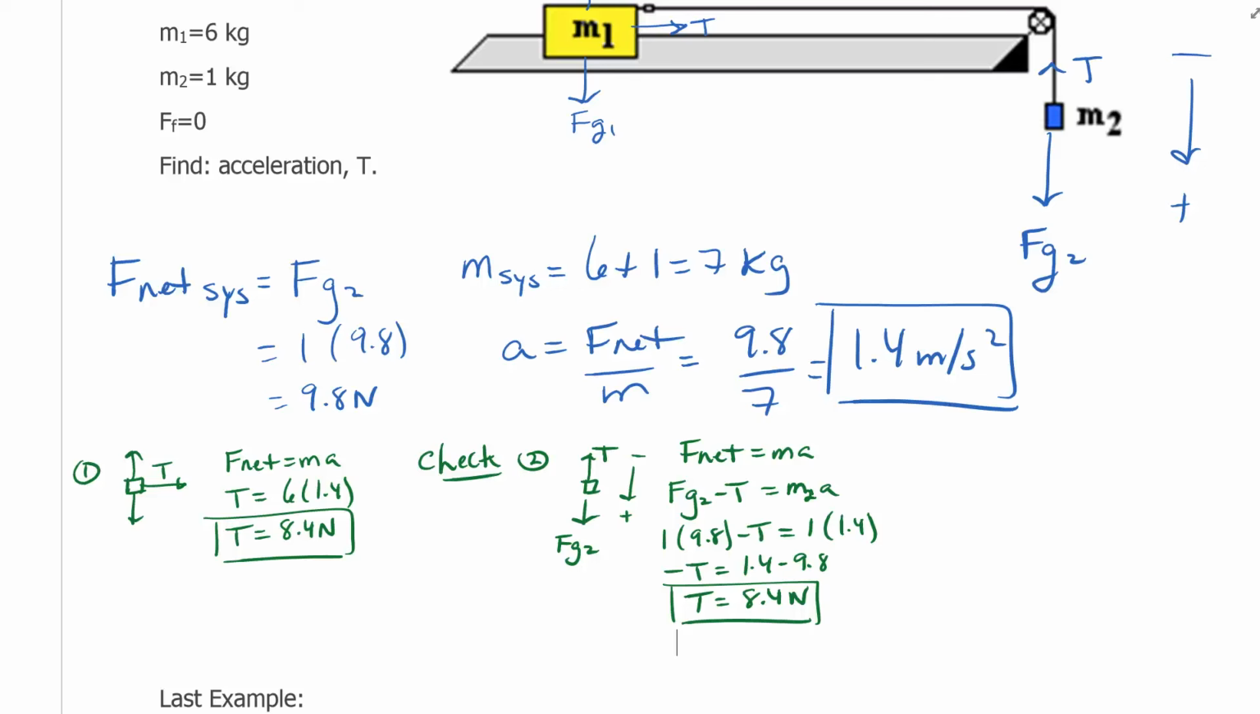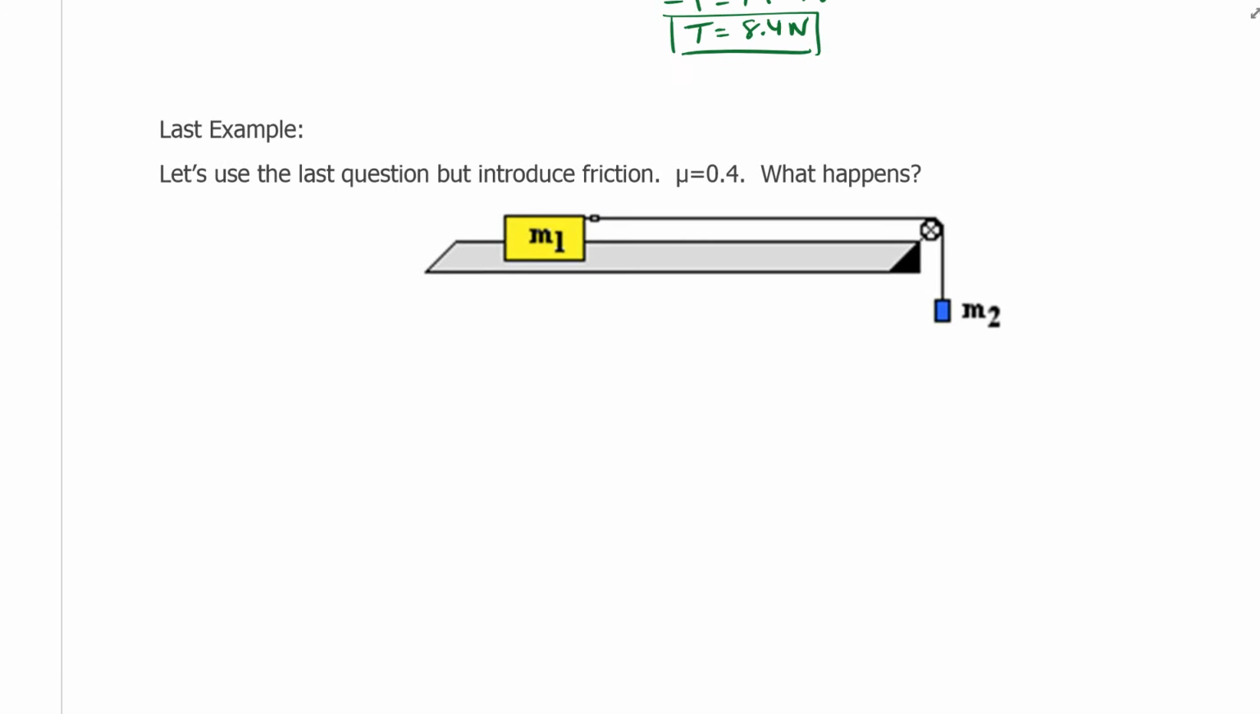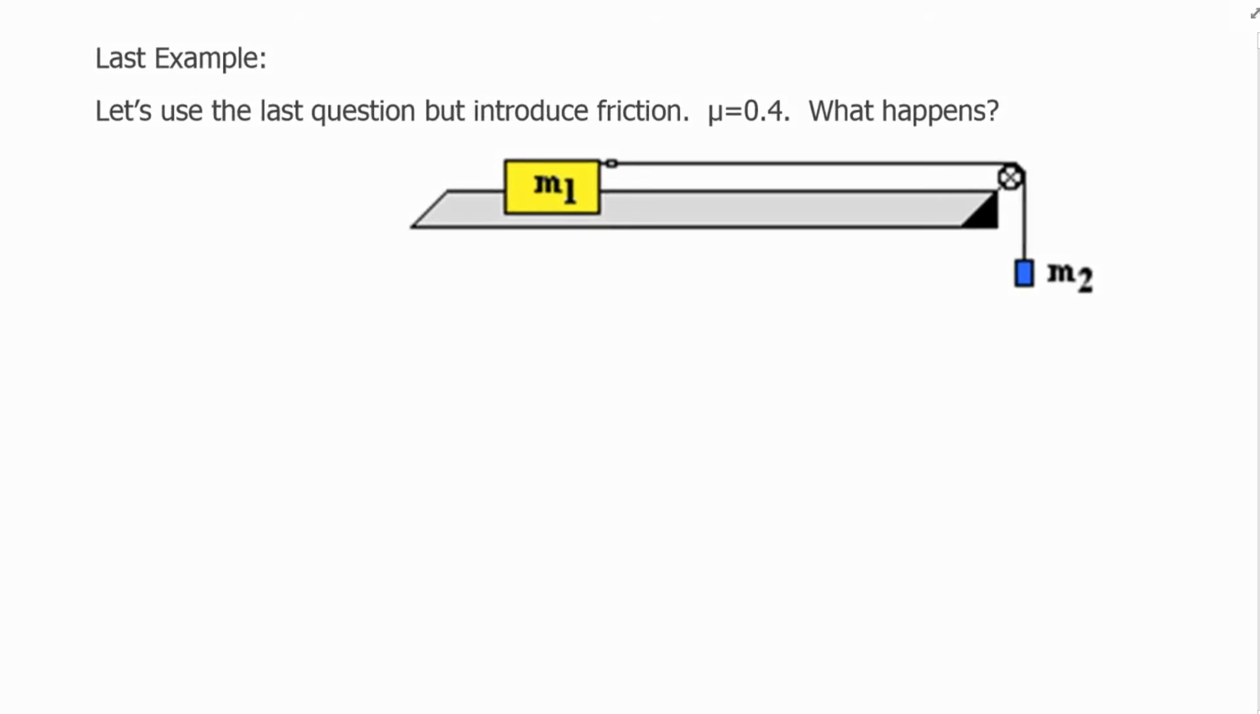For our last example, we're going to introduce a little bit of friction. And let's use this last question, but introduce friction. We're going to say mu is equal to 0.4. What happens? Well, the first thing is when we look at this, we have tension to the right. We have this Fg1 downwards. And we have the normal force upwards. And now if it's starting from rest and starting to move to the right, the friction will oppose the motion and we'll have a force of friction this way.